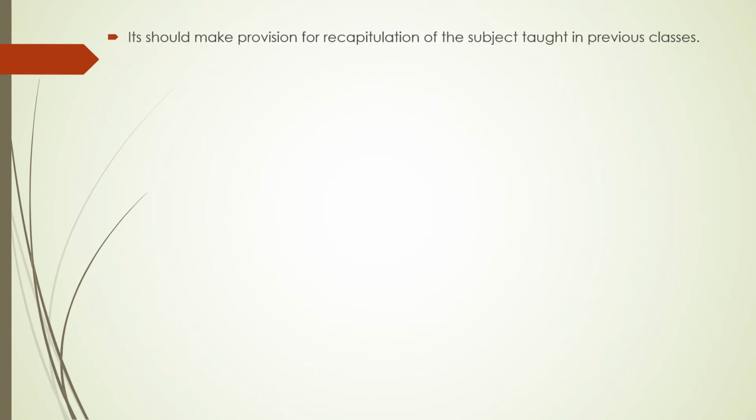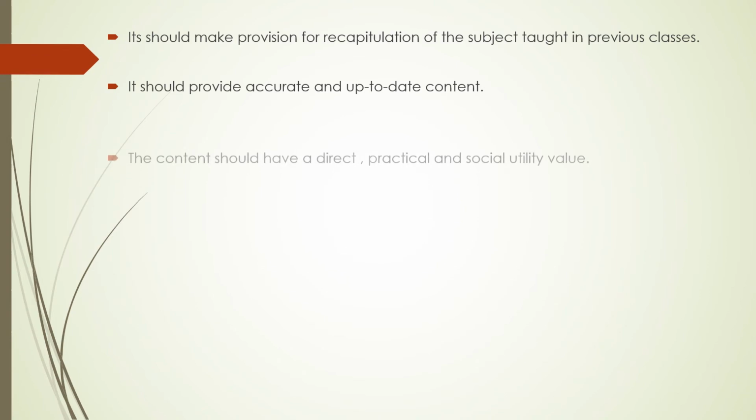It should make provision for the recapitulation of the subject taught in previous classes. Means that the book has to summarize the previous subject in our recent classes. उसमें कोई ना कोई झलक थोड़ी बहुत सी रिकैपिचुलेशन, समराइज करें प्रीवियस टॉपिक को कमिंग बुक में ताकि उनका रिवीजन होता रहे. It should provide the accurate and up-to-date content, as we know that the curriculum is a continuous process that has to be changed as the era changes, so your book should be up to date.